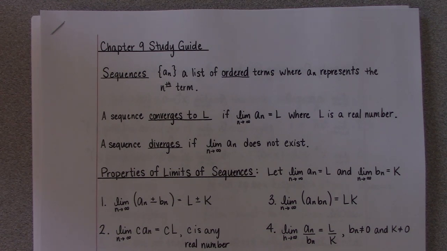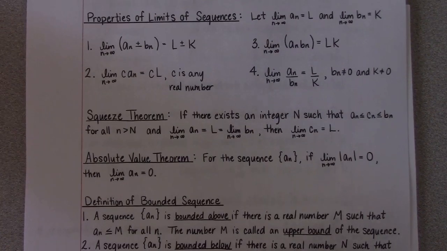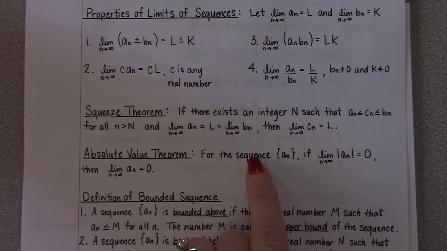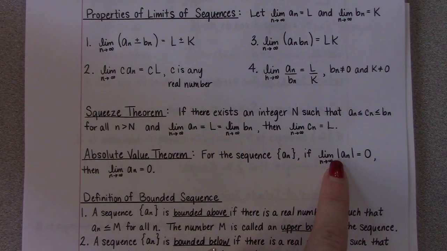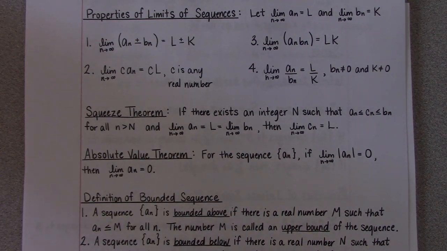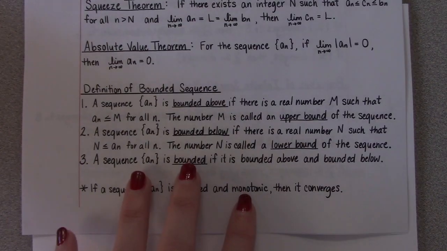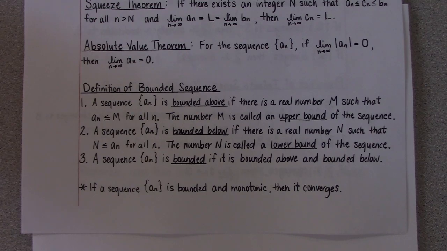Sometimes we use L'Hopital, sometimes we had to use the squeeze theorem. And then we also had the absolute value theorem. If you had an alternating sequence, we could try taking the absolute value, and then that would prove that the limit went to 0. I also gave you one additional way you could show something was going to converge, and that was if it was bounded and monotonic.